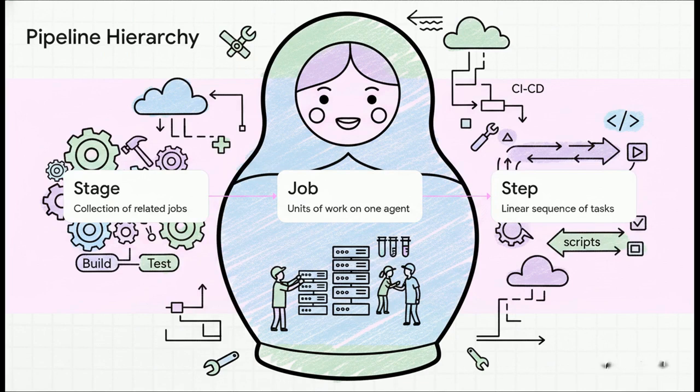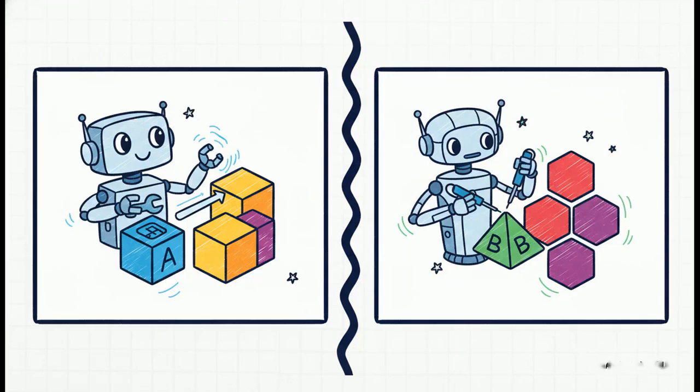Inside a stage, we have those jobs, which represent units of work, and inside jobs, we have steps. These are the actual linear sequence of tasks or scripts being executed one by one. So the crucial point you need to remember here is that jobs are atomic. The entire set of steps defined within a single job will always execute together on a single agent machine. If you have steps that absolutely need to run on different machines, say you're building a Windows app and a Linux app, you have to split them into two completely separate jobs.